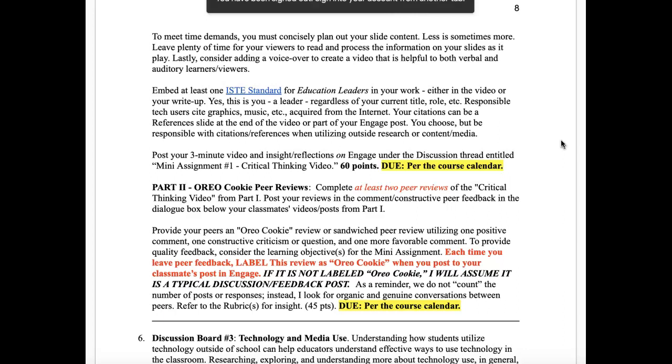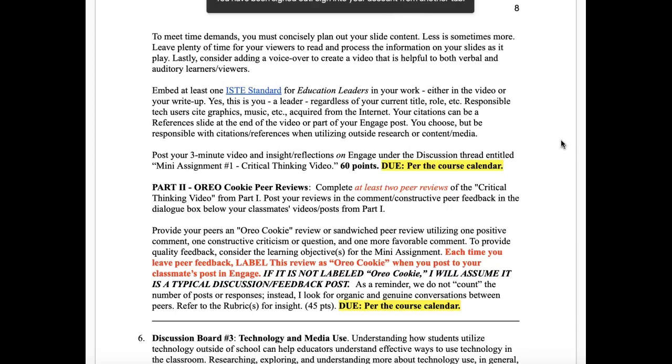Each time you leave peer feedback, label this review as Oreo cookie when you post to your classmates' post in Engage. If it is not labeled Oreo cookie, we will all assume that it is a typical discussion or feedback post. As a reminder, we do not count the number of posts or responses. Instead, we look for organic and genuine conversations between peers.